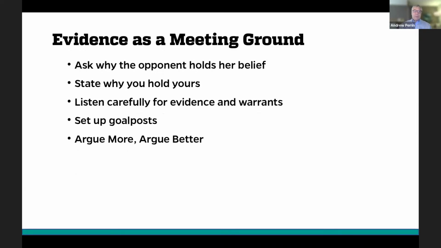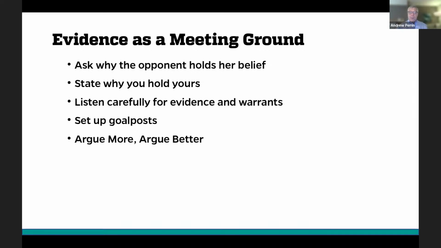So here are some approaches to doing this. And I hope these are somewhat more practical than where I've been before. One, ask why the opponent holds her belief. So instead of, you're an idiot, I can't believe you think that, don't you know the facts? Ask why she thinks that. What makes her think that? What evidence is she using? What warrant structure does she think is going on? State why you hold yours. Not, well, of course I think that, I'm smarter than you. What are the evidentiary and warrant structures that support your argument?